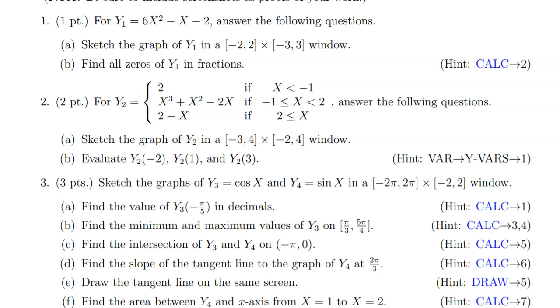All right, let's look at homework 5, problem number 2. This is a neat trick to define a piecewise defined function on a graphing calculator. For part A, we're going to sketch its graph. And for part B, we're going to evaluate the function at 3 different points. All right, so let's do that.